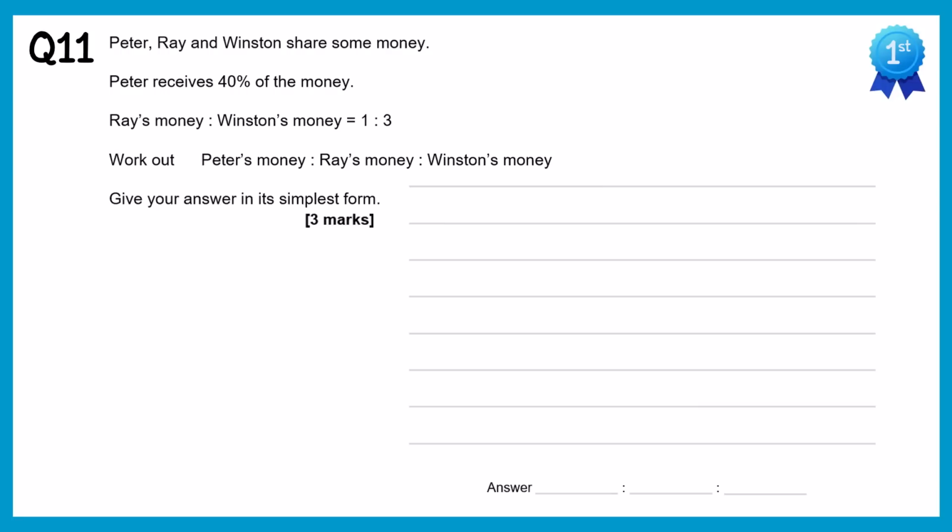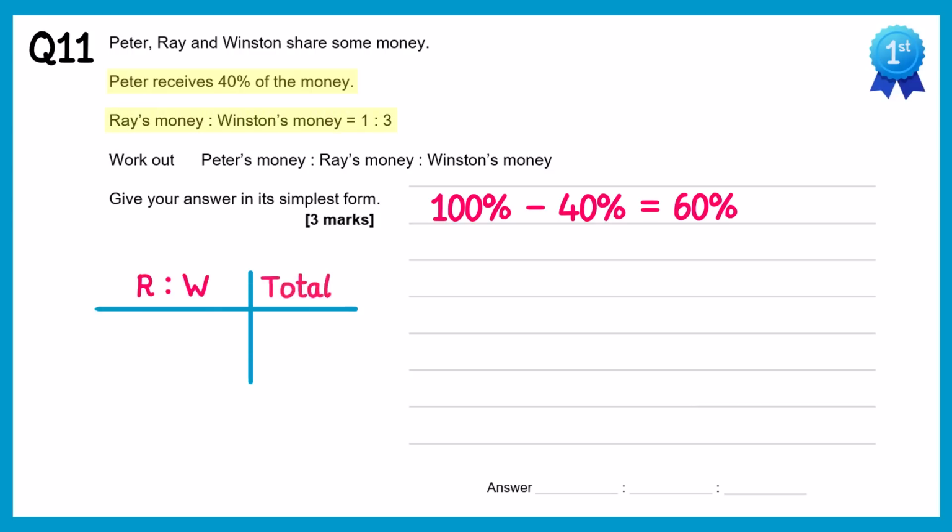In this question, we have Peter, Ray, and Winston that are going to share some money. We're told that Peter has 40% of the money. So if we start with 100% and subtract Peter's share of 40%, we find there's 60% left over for Ray and Winston. Ray and Winston share this money in the ratio 1 to 3. So let's write out a ratio table for 1 to 3 for Ray and Winston, and include a total column.